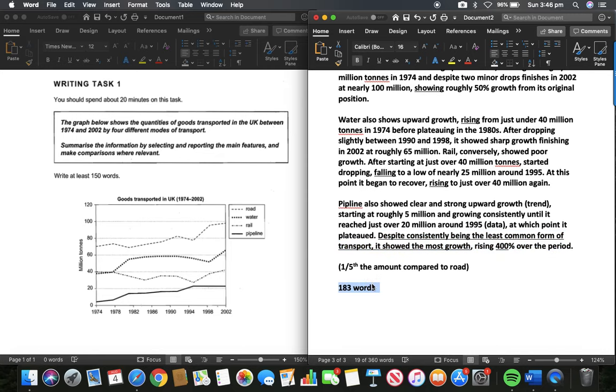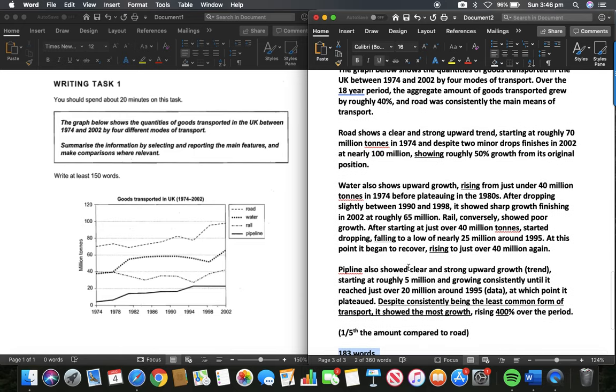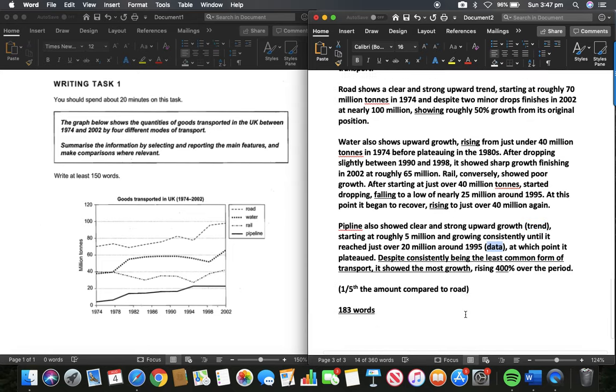And that's about 183 words. You can easily do that in 15 minutes. Not a problem at all. But if you don't, all we're looking at here is how to use the more complex forms of grammar and how to analyze and show your trend followed by the data.